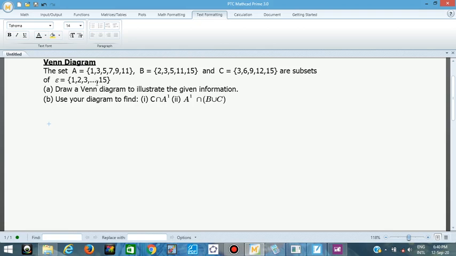That means in this kind of case now, the total number of numbers we are dealing with, which is the universal set, is 15 numbers from 1 to 15. Out of these 15 numbers, A is a set of these numbers, which is 1, 3, 5, 7, 9, and 11. Then, out of this universal set, you pick another set of numbers, call them set B, which are the numbers 2, 3, 5, 11, 15. Then out of this same universal set, you pick another set, call them set C, which is 3, 6, 9, 12, and 15. Now that you have this, how do you represent this in a Venn diagram?